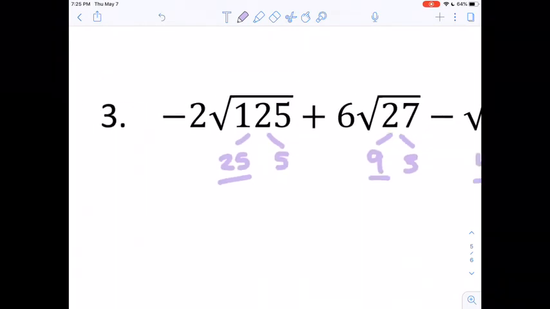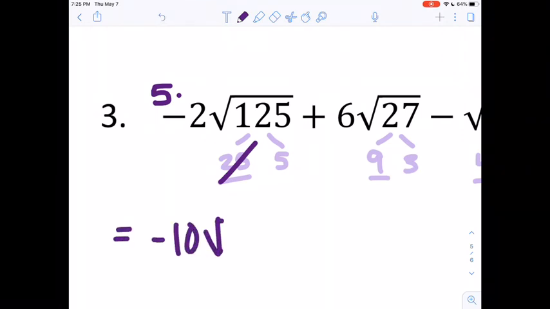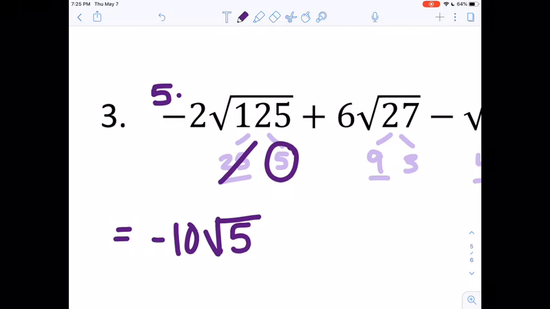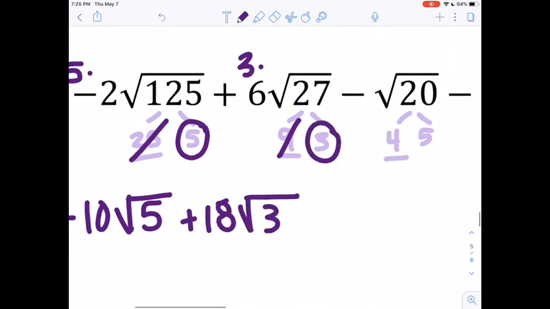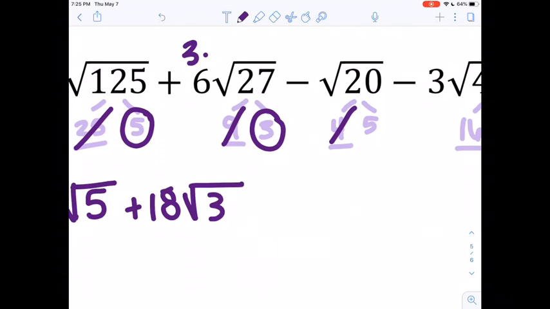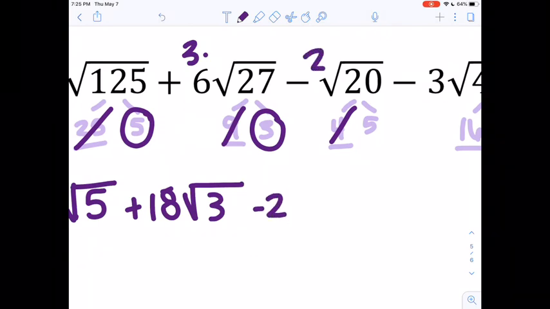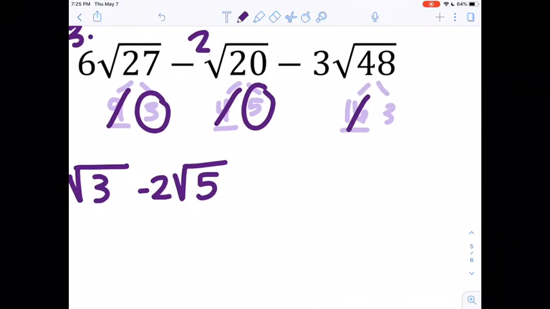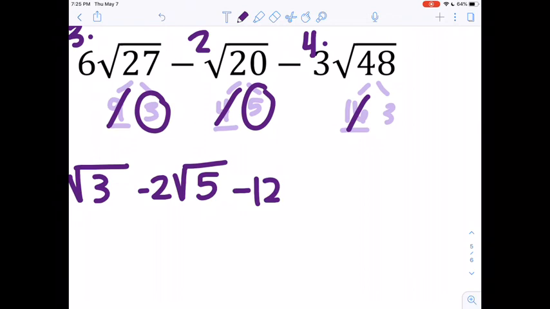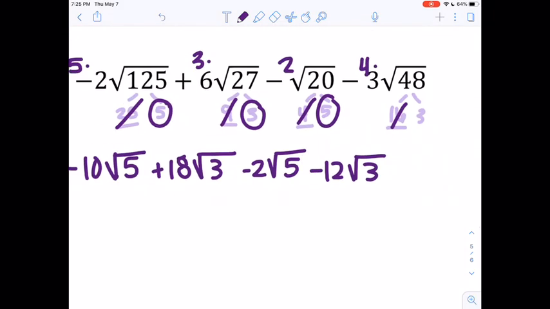So what I'm going to do is I'm going to take the square root of the perfect square, so that's 25. So that becomes 5, and it's got to multiply by that negative 2, so that becomes negative 10 root, and then the 5 is left. Square root of 9 is 3. It's going to multiply by that 6, so that's 18, and the 3 is left inside. Square root of 4, that's 2, so that's going to become negative 2, and the 5 is left inside, and the square root of 16 is 4, multiplied by that negative 3, so that's negative 12 root 3.